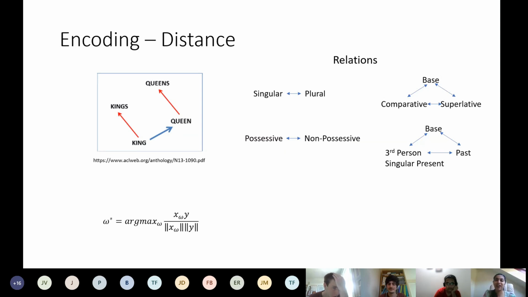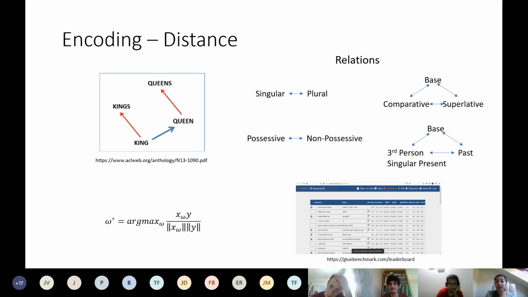The argmax part is just straight from the paper. The main thing that matters is you're measuring the cosine distance between any two vectors, and that's how you're deciding whether or not the relationships are being maintained. And there are benchmarks that they've increased from then.